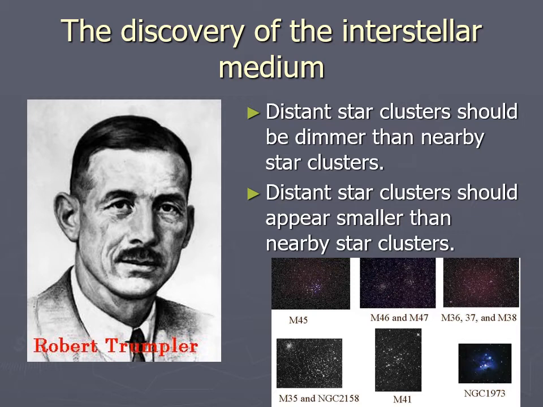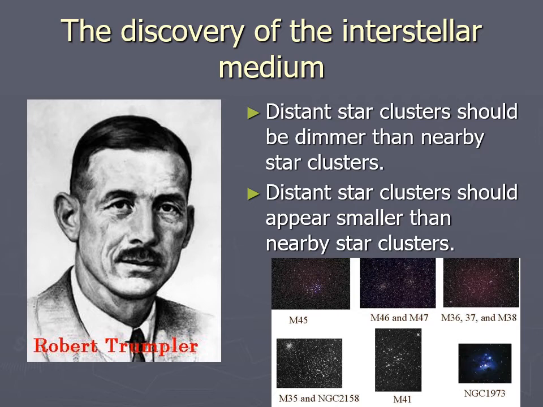Discovery of the interstellar dust, the interstellar medium, actually goes all the way back to the 1940s, to a fellow named Robert Trumpler. He was looking at star clusters, and he noticed some interesting things. When you look at star clusters, there are different ways of measuring distance. One way is to look at the size of the star cluster, and the other is to look at the brightness of the star cluster. And he noticed that these two methods didn't seem to agree.